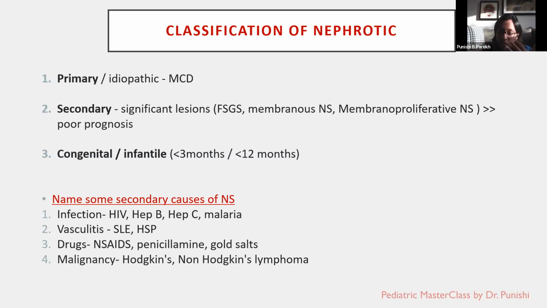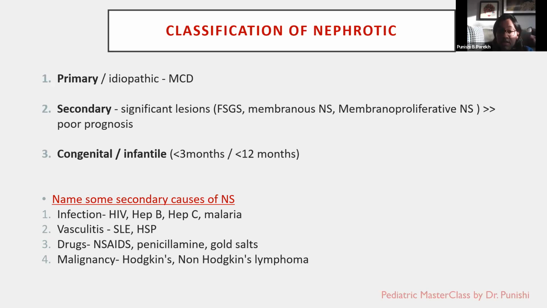Most common are infections: you have HIV, hepatitis B, C, malaria, toxoplasmosis. Second is vasculitis like SLE and Henoch-Schonlein purpura, HSP. Third one is drugs. You can have drugs like NSAIDs, penicillamine, gold salts. These also can cause secondary nephrotic. And last but not the least, malignancies like Hodgkin's and non-Hodgkin's lymphoma are also secondary causes of nephrotic syndrome.